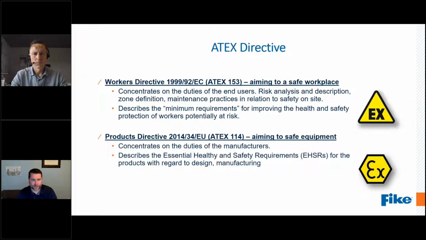We've got two ATEX directives that we're focusing on. You've got the workers directive, ATEX 153, aiming at a safe workplace. This concentrates the duties on the end users. This includes the requirements for that risk analysis and description, your hazardous zoning locations, and your maintenance and operation practices in relation to safety on site. It describes the minimum requirements for improving the health and safety protection of workers potentially at risk. Then you've got the products directive, ATEX 114, aiming at safe equipment. As I mentioned before, this concentrates on the duties of the manufacturers and describes the essential health and safety requirements for the products with regard to design and manufacturing.